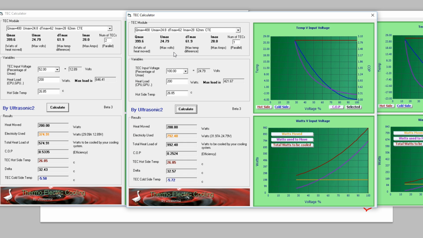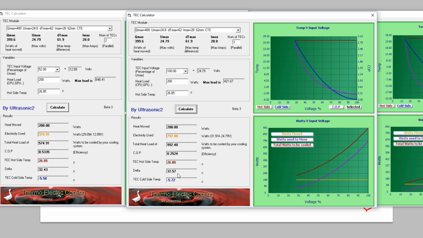When we only had 400 watts of Qmax to move our 200 watts of heat, we had to run it at 100%, and it used an awful lot of electricity. Now, to achieve the same delta, we were able to use two TECs and run them at 52% to achieve virtually the same delta, but we have used roughly half as much power. Now, that means that you'll have to dissipate half as much heat to the environment, and that means that the system will be significantly better performing.